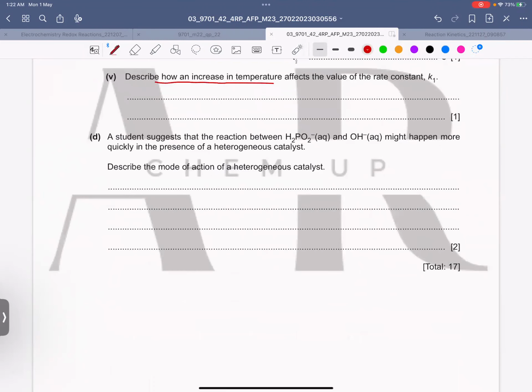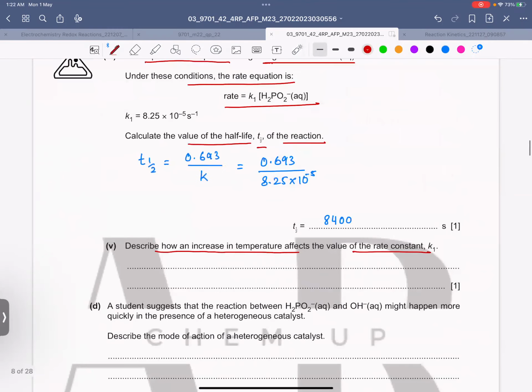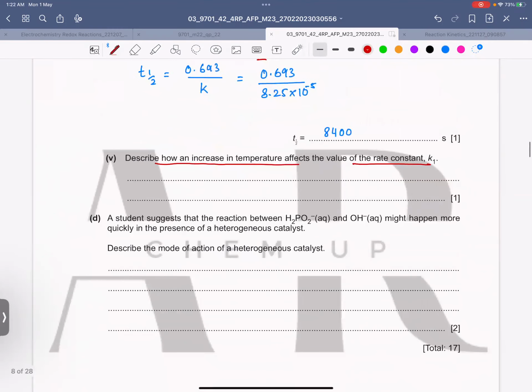Now, describe how an increase in temperature affects the value of rate constant K. Sir, the rate constant value will increase, because increase in temperature causes increase in rate of reaction, and rate of reaction and rate constant are directly proportional.